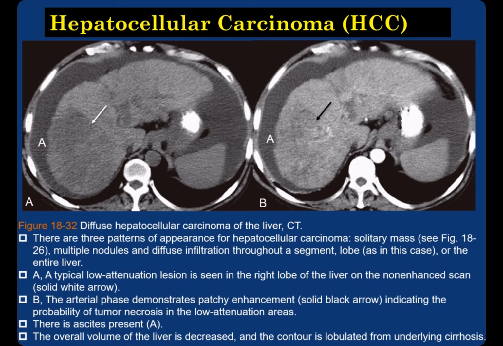Image A and image B are both CT images. In image A, we can see a typical low attenuation lesion in the right lobe of the liver on the non-enhanced scan. We can see there is no contrast material inside the artery, so this is a non-enhanced scan. And in the arterial phase, in image B, we can see patchy enhancement, indicating probable tumor necrosis. These areas may be tumor necrosis in the low attenuation areas, and also this area. These areas show patchy enhancement.